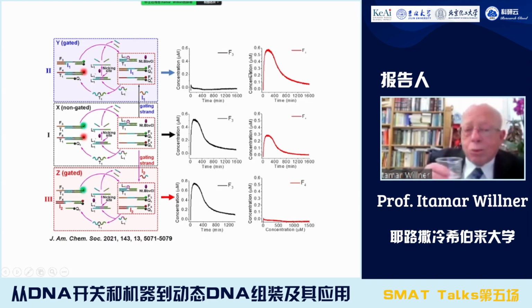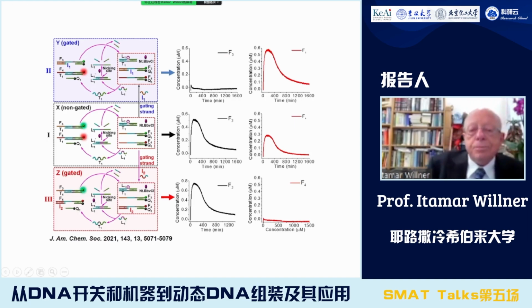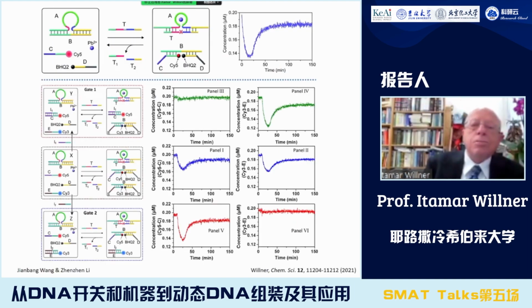Now, what do we have here? We have a dynamic network that is triggered by an auxiliary trigger, in this case a fuel strand. And we have a regulator that controls the dynamic transient properties of the system. We can have different regulators for controlling the system. For example, we can have DNAzyme controllers.